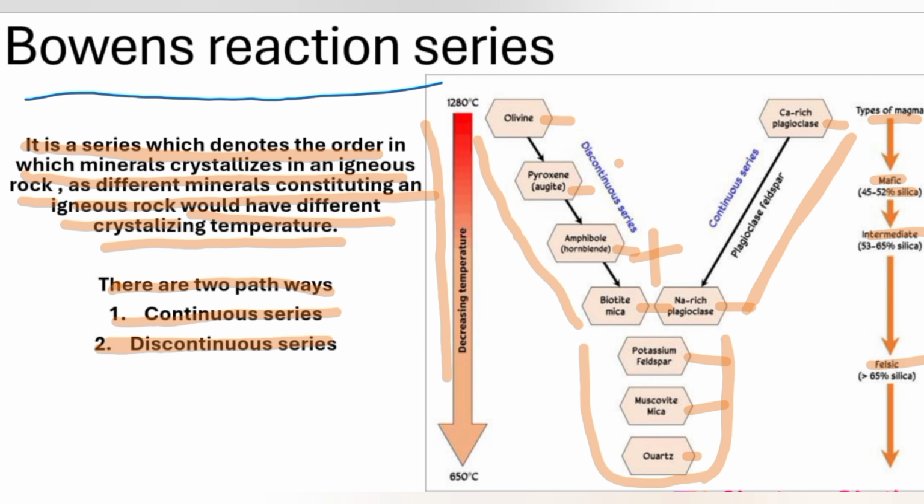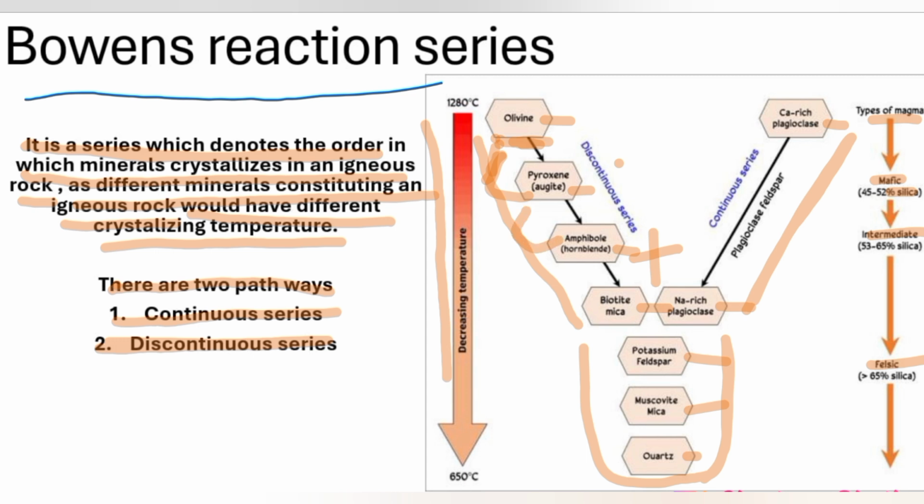So what happens in the discontinuous series, that we have to look at. First, the olivine crystal will be crystallizing at a high temperature, say 1280 degrees Celsius. As the temperature lowers, the olivine crystals become unstable, and this unstable crystal reacts with the magma. The silica in the magma reacts and forms pyroxene, which has a different texture, and then it forms the amphibole.